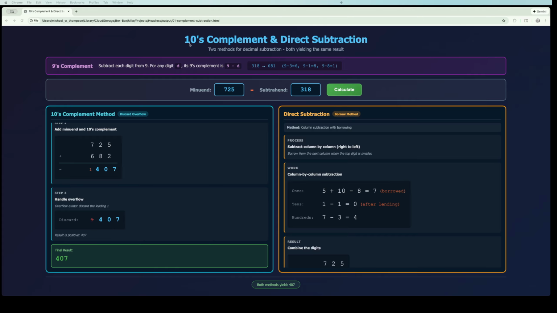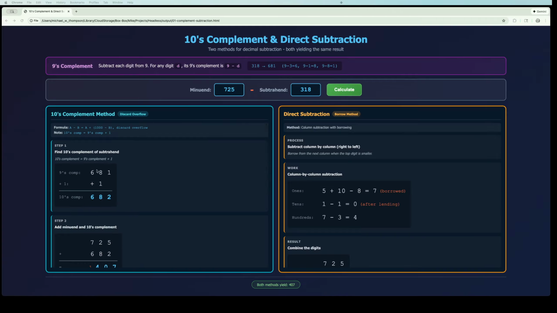All right, so to get the ten's complement, what you do is you take the nines complement. To get the nines complement of any number, like let's look at 318, you take the first digit 3 and you do 9 minus 3. So 9 minus 3 is 6. That's the first element of the nines complement. Then the 1, so 9 minus 1 is 8. We write that down.